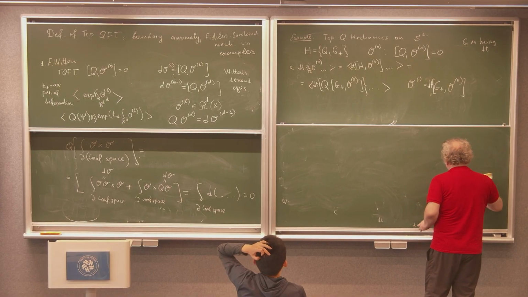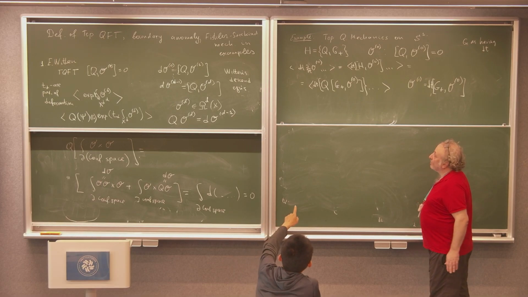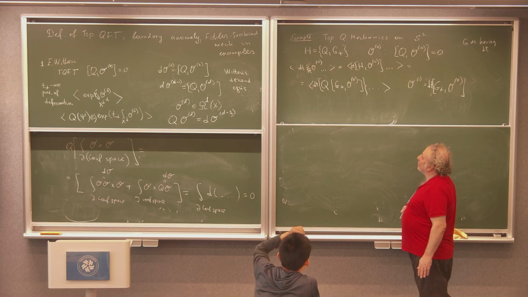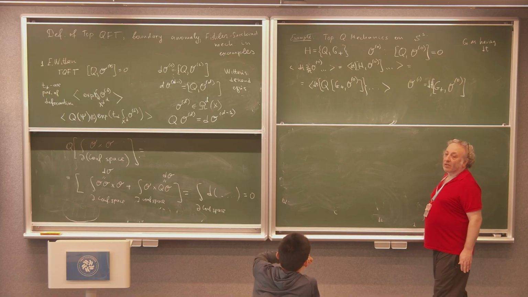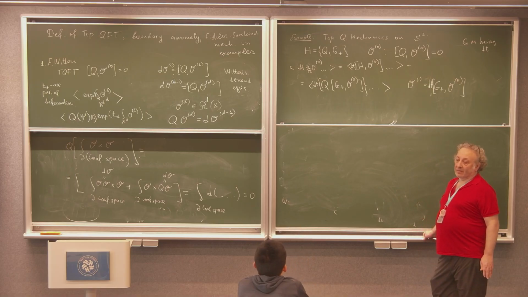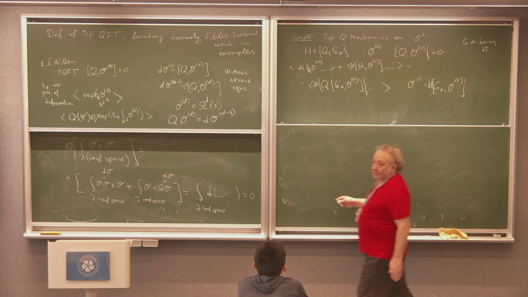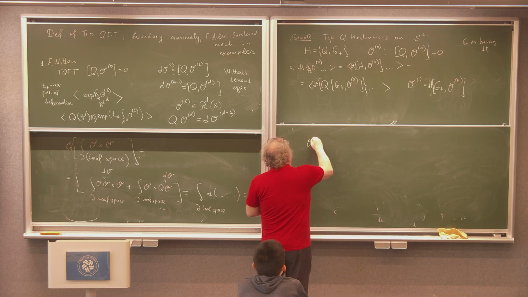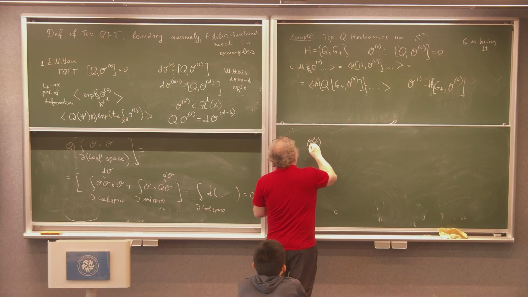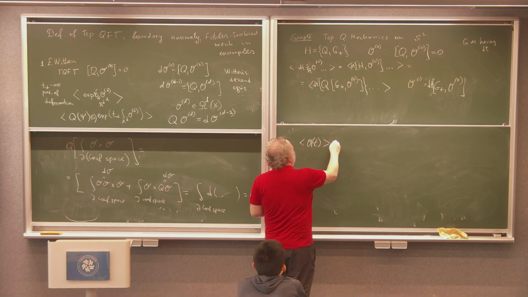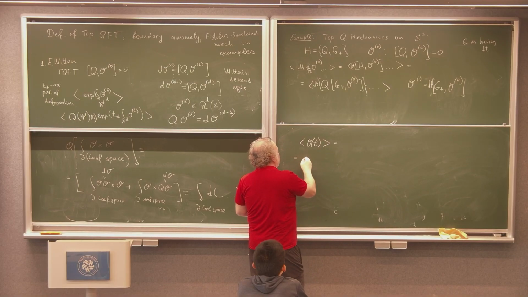May I ask a naive question? Why is D O0 equal to H O0? D t O0 is H O0, it's called the Heisenberg equation. Okay? O of t. The correlator of O of t is what?